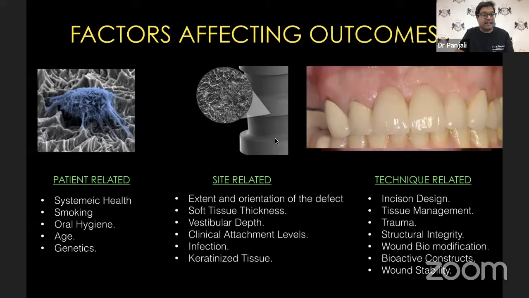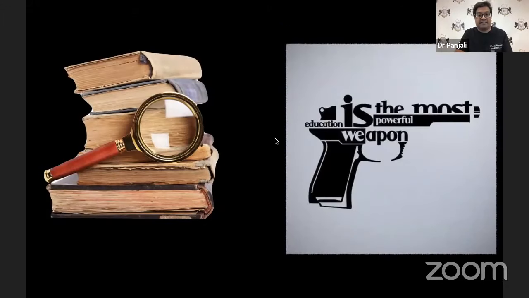Patient-related, like systemic health, smoking, oral hygiene. Site-related are the extent and orientation of the defect, soft tissue thickness, we spoke about it, the vestibular depth. So what is the ideal vestibular depth? 4 millimeters is the minimum that you need in the vestibule to place an implant. Then we have incision designs. What are you doing? How good are you at doing this?